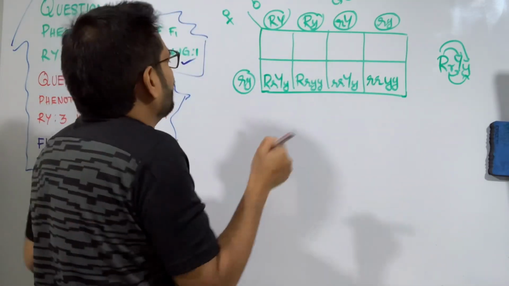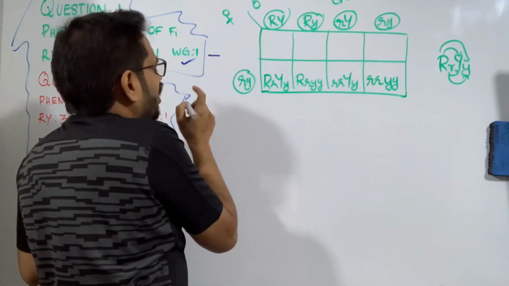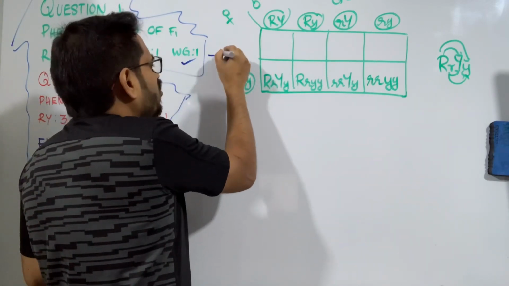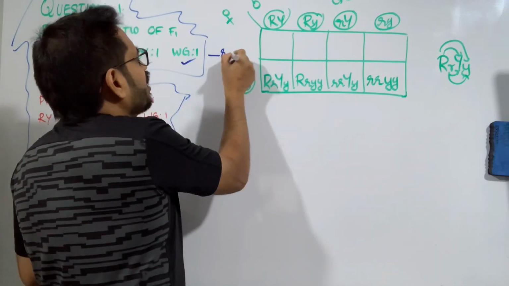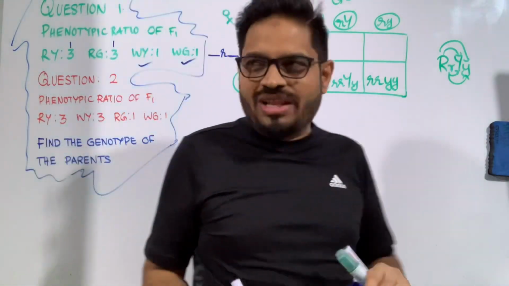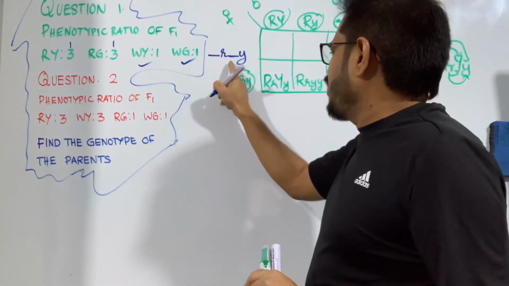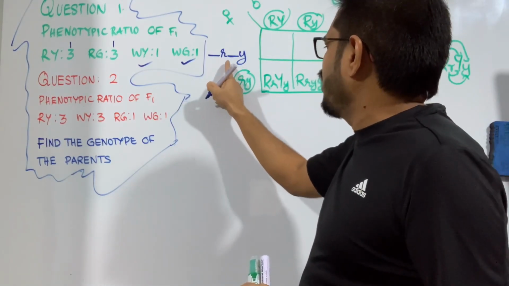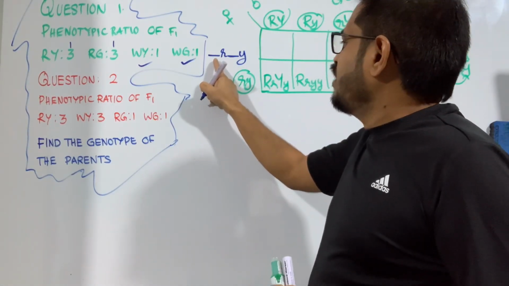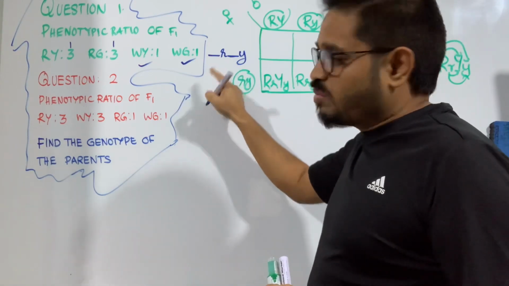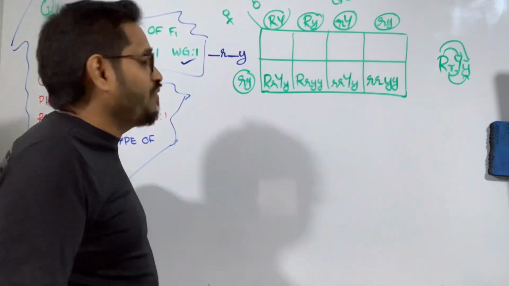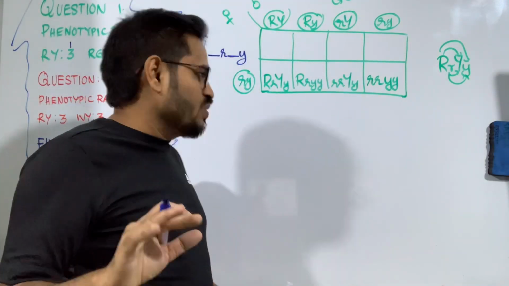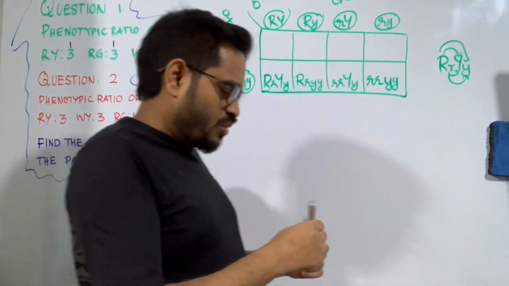Then we can just write like this: we don't know one letter, capital R or small r, we don't know, so small r, and another letter we don't know, small y, because this dash we are supposed to fill. It can be capital R, small r, capital Y, small y, or small r, capital Y, small y, or capital R, small y. So many choices, so many probabilities are there in front of us. So now instead of taking all those tensions, let us check into the question.